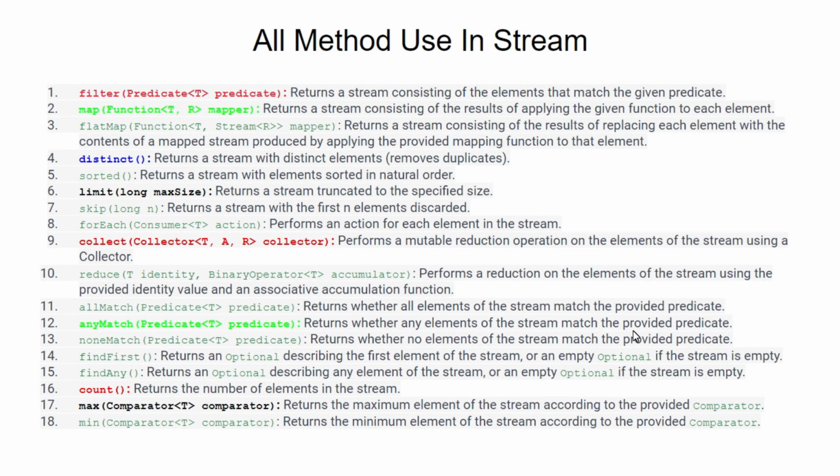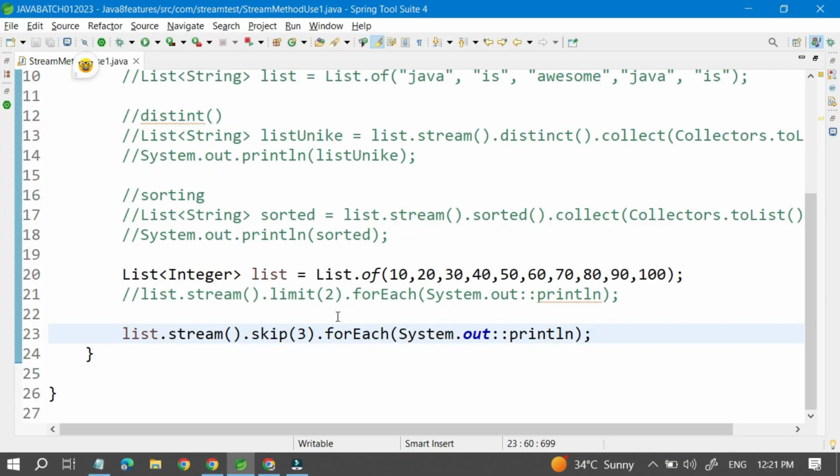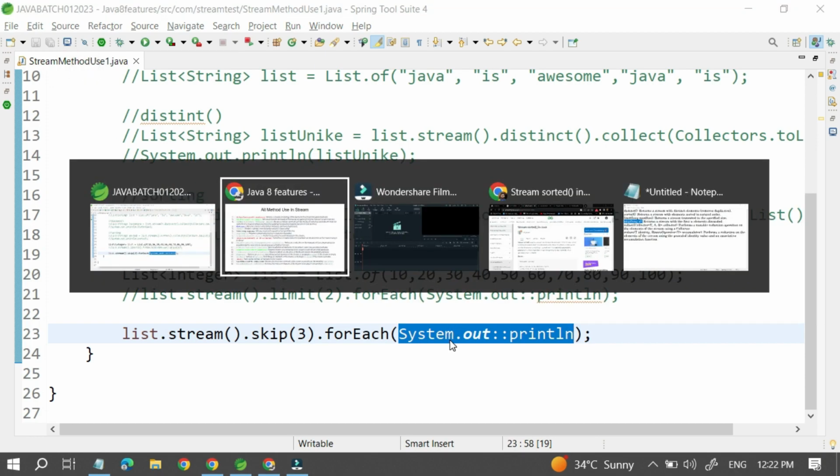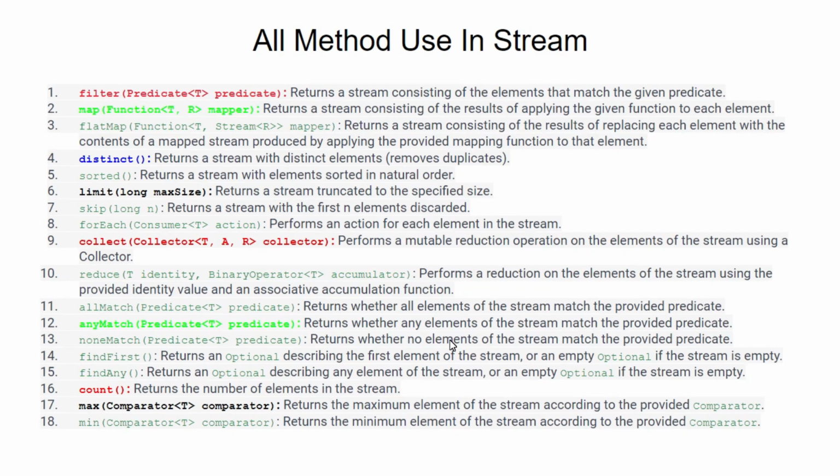Okay, let's go and learn the forEach method. forEach we already discussed 2 or 3 times here. Internally, the forEach method uses a lambda expression or method reference for printing data. It takes the Consumer functional interface for implementing these methods. So no need to discuss it.